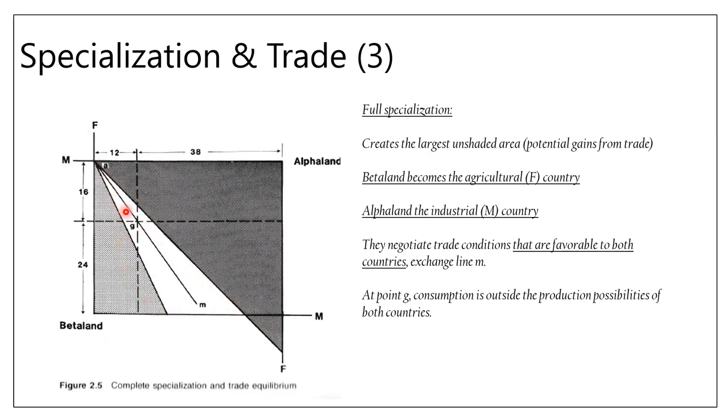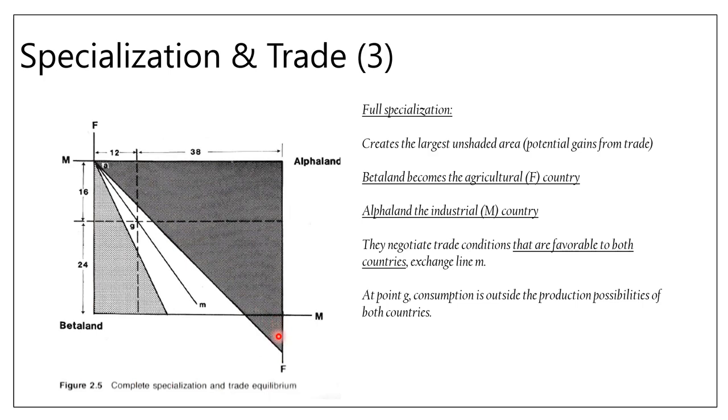Okay, and so what does that mean? Well, Alpha Land is still bigger, so they're going to make all the machines they need for trade, all the machines they need domestically, and they'll still have resources left over where they may produce food.